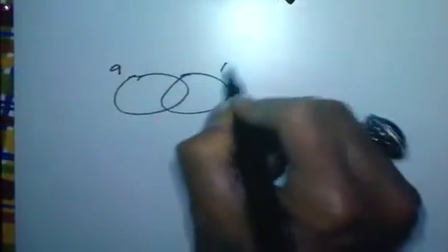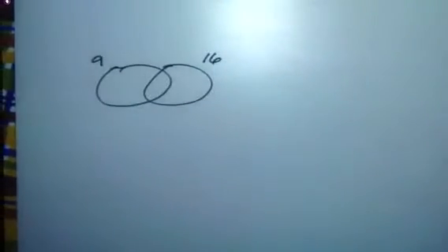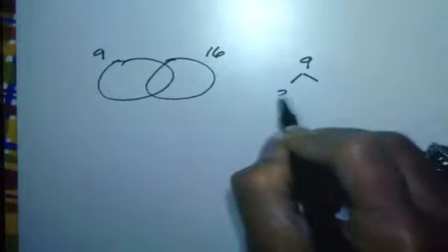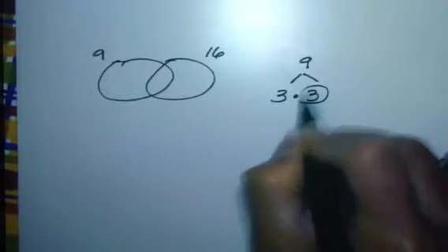I will label this circle 9 and this one 16. I'm going to build a factor tree for 9. Factors are 3 times 3, and they are both prime.